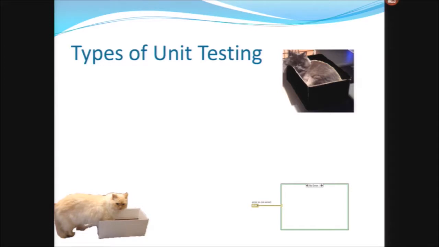But anyway, types of unit testing. So why did I put those two cats there? Any idea? Black box. What was that?